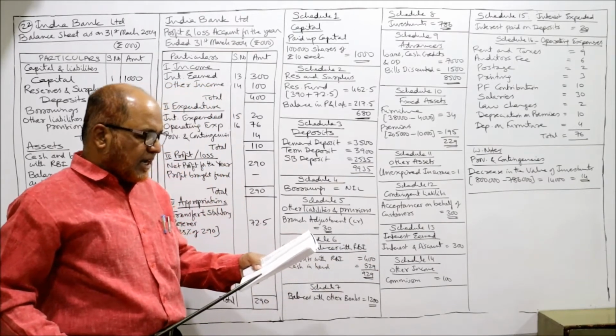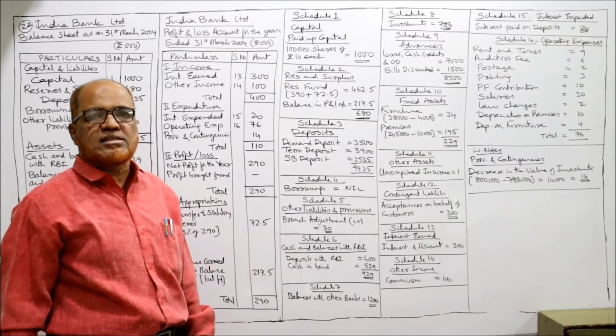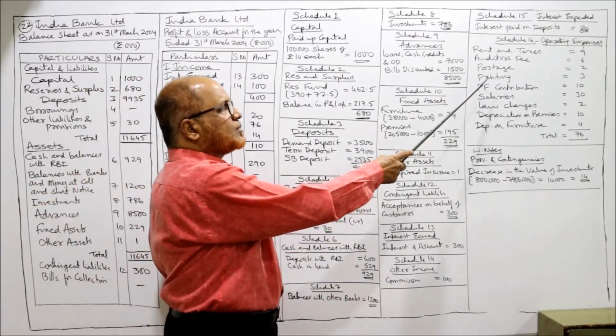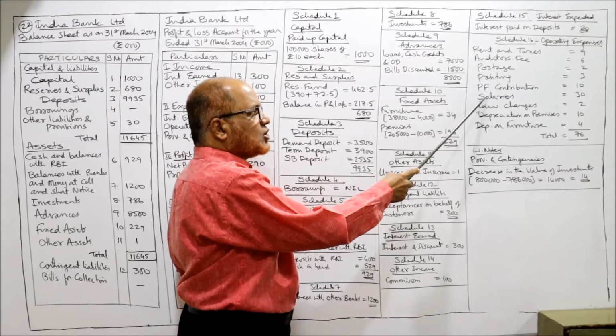Postage, telegrams, printing and stationery, PF contributions, salaries. These 4 items will go to operating expenses. Postage, printing, PF contributions, salaries.